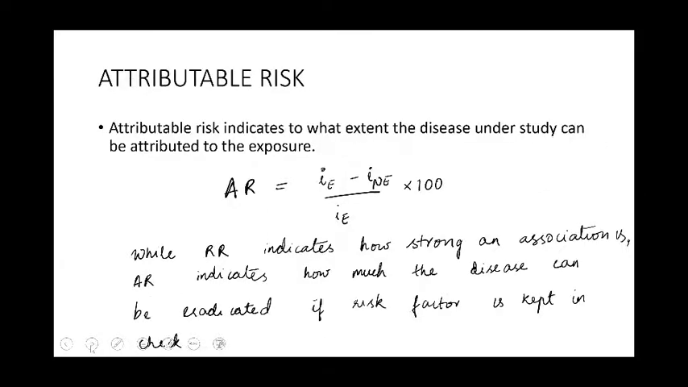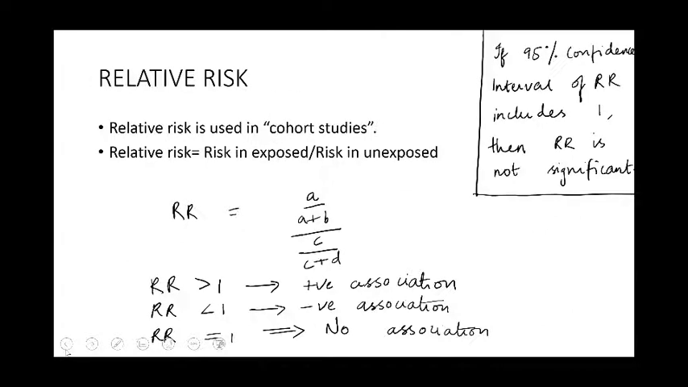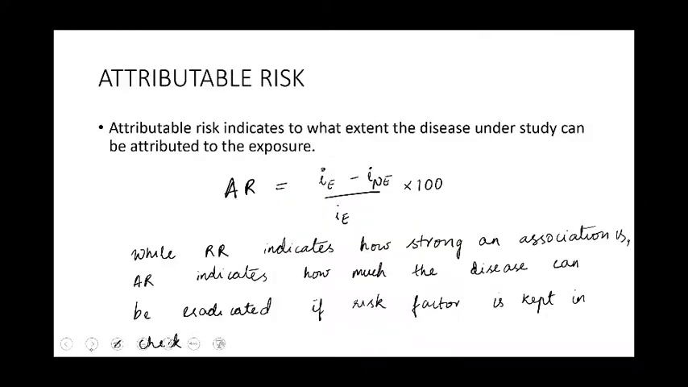So now we come to attributable risk. Attributable risk indicates to what extent the disease under study can be attributed to the exposure. So it is incidence in exposed minus incidence in patients who are not exposed, divided by incidence in exposed, into 100. As we see here, A by A plus B is the incidence in exposed, C by C plus D is the incidence in not exposed. So in this way, we can calculate attributable risk.